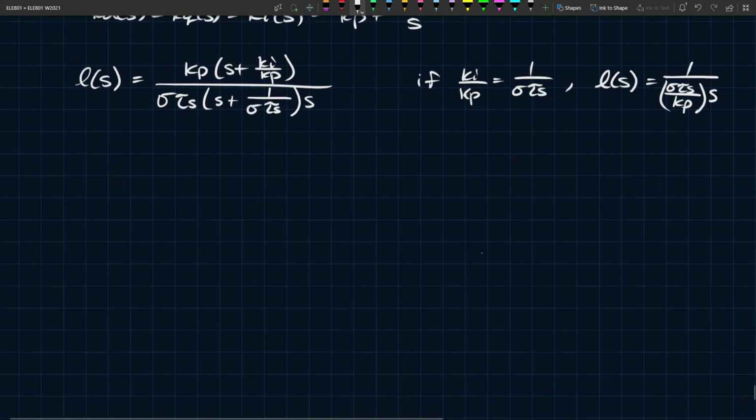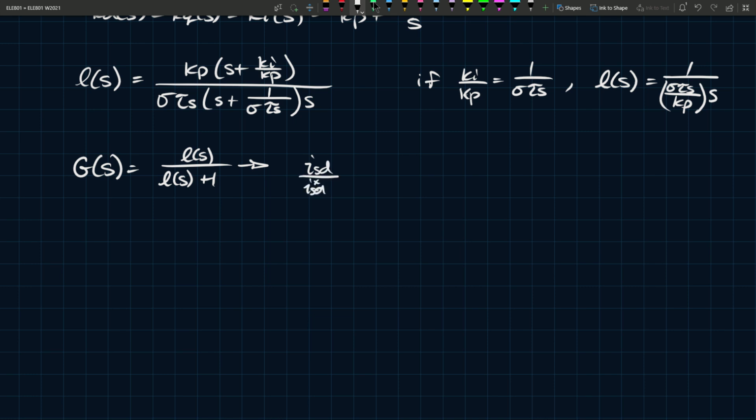So if you want, then we can say that G of s is equal to L s over L s plus 1. Maybe we can write that a little bit neater. And I guess you can say that in both cases, i_sd over i_sd star is equal to 1 over tau_i s plus 1, and i_sq over i_sq star is equal to 1 over tau_i s plus 1.